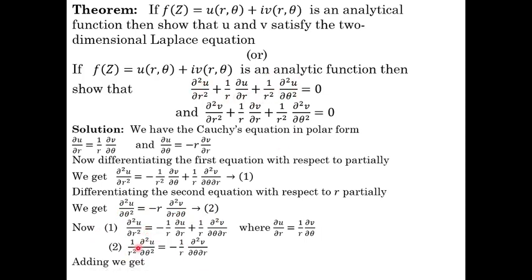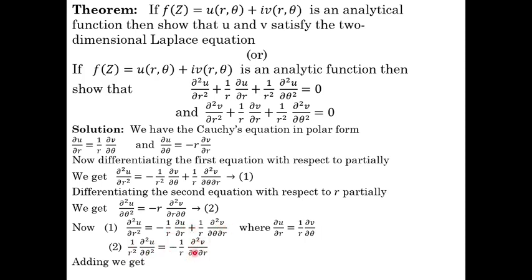1/r² into ∂²u/∂θ² is equal to minus r divided by r², which can be written as minus 1/r ∂²v/∂r∂θ, which can also be written as ∂θ and ∂r. Now adding this to the equation, when we are adding, what do you get? ∂²u/∂r² plus 1/r² ∂²u/∂θ², which is equal to, now adding the RHS.